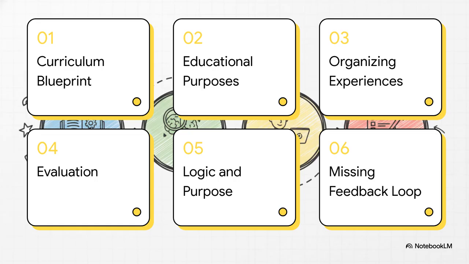Here's how we're going to break it down today. 1. The curriculum blueprint. 2. Defining your educational purposes. 3. Designing and organizing experiences. 4. Evaluation and accountability. 5. The logic and purpose. And finally, 6. The missing feedback loop. We're going to translate this top-down administrative model into highly actionable steps for your own classroom.